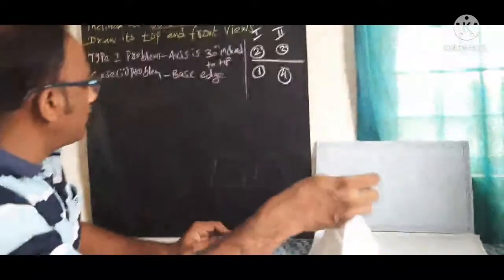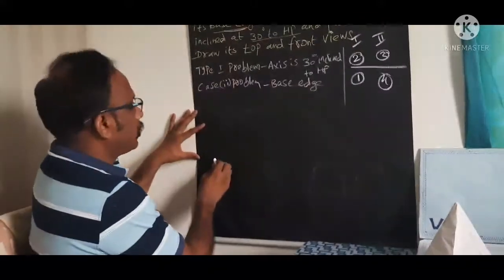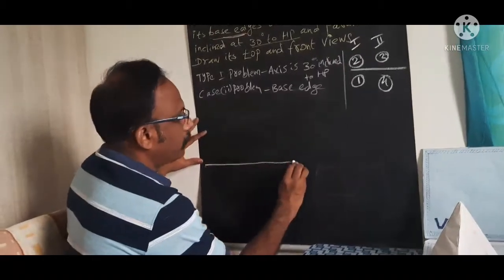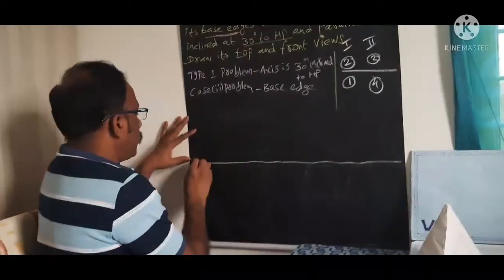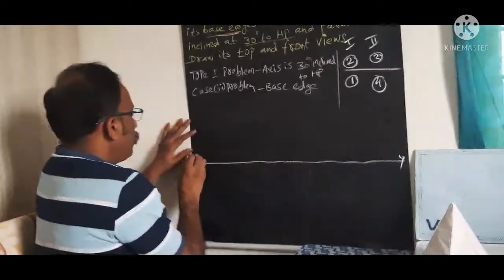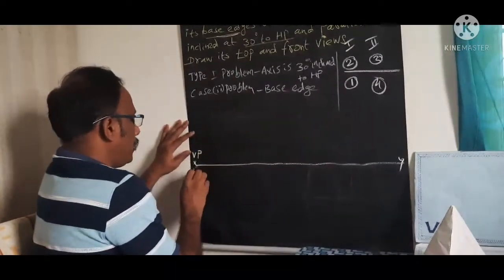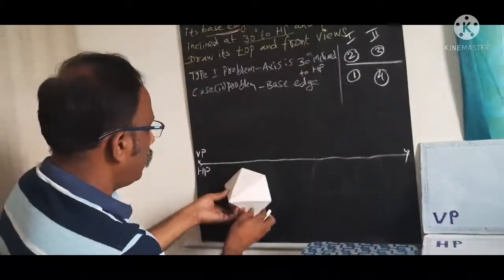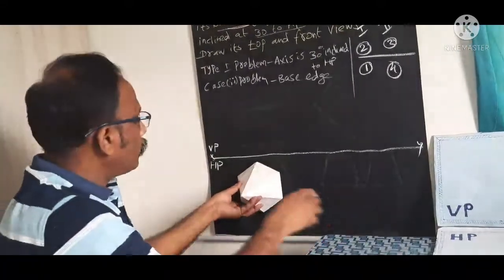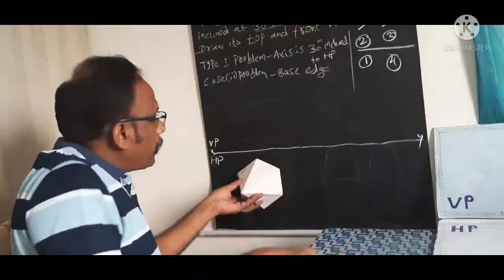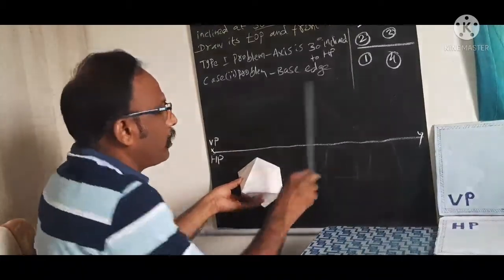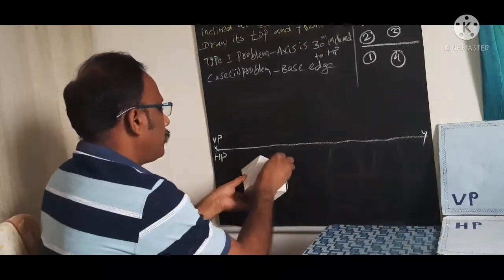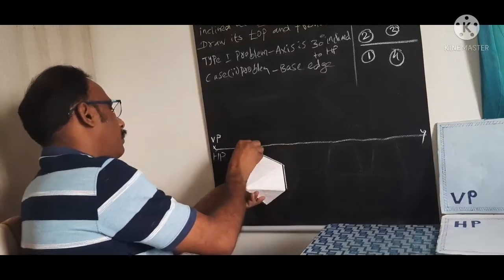So as the first step you need to draw the XY reference line. Then you mark it as VP and HP. Now start with your top view, keeping one of the edges perpendicular to the XY line. So this is your hexagonal pyramid from the top view.